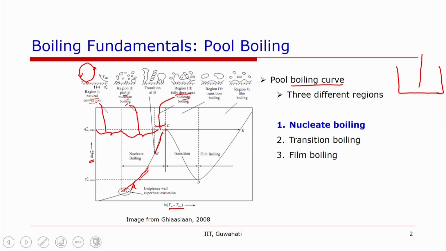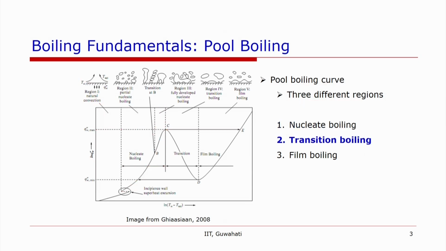Now, as we have seen in the pool boiling curve, there are three different regions. The first region is referred to as nucleate boiling, after the onset of boiling, and in the nucleate boiling we have two regions, the partial nucleate boiling and fully developed nucleate boiling. Now moving on, after the nucleate boiling, at this maxima, point C, what we have is critical heat flux.